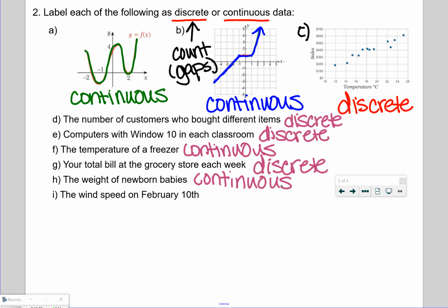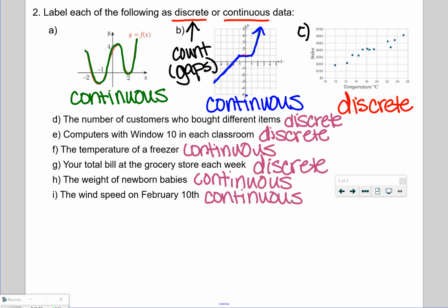Last one, the wind speed on February 10th, maybe the day that you're watching this video. Can we count wind speed? No. Could we have wind speed that is a partial mile per hour, 4.2 miles per hour in the southwest direction? Sure. So that is continuous.